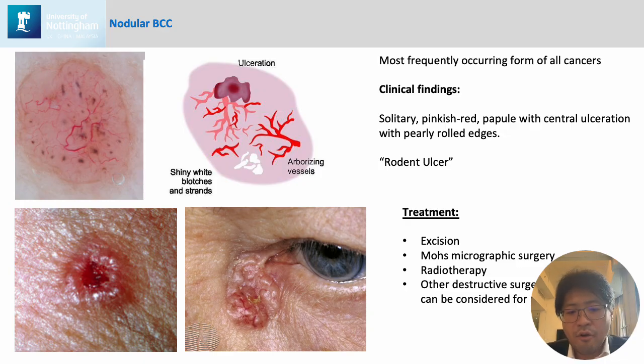Okay, so for simple areas, excision will be the treatment of choice. When it's closer to sensitive structures such as the eye, then Mohs micrographic surgery should be considered, which is a special type of surgery that goes through layer by layer to take out the minimal margins of the normal skin, but still to achieve a good clearance of the skin cancer itself.